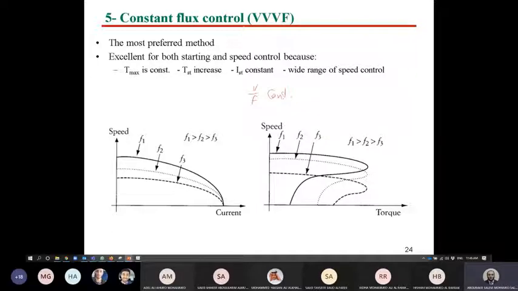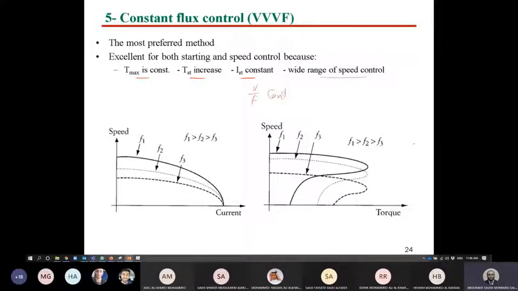So the advantages of constant flux or variable voltage, variable frequency is that it is excellent for both starting and speed control. You will have T maximum constant. This is one of the important advantages. T starting will increase, which is useful for constant load torque. However, I starting will be constant, which means you cannot reduce the current at starting. But it has a wide range also of speed control. So the limitation here is only that the starting current will not be decreased, because for the starting problem of the induction motor, we need to decrease the starting current.